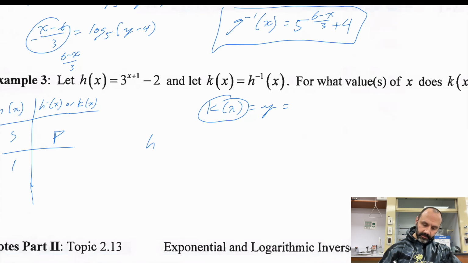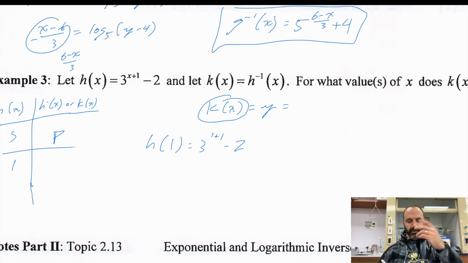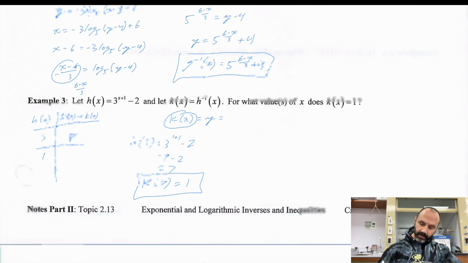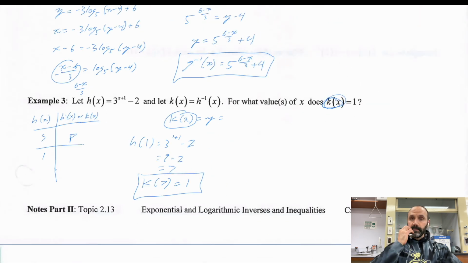So h of x equals 3 to the x plus 1 minus 2. Rather, instead of writing h of x, I should write h of 1 equals 3 to the 1 plus 1 minus 2. So 3 to the 1 plus 1 is 3 squared. So that's 9. 9 minus 2 is 7. So the answer is, k of 7 equals 1. That's the answer. 7 is the input of k that will give me an output of 1.